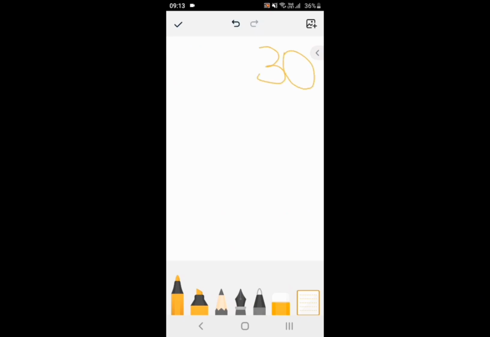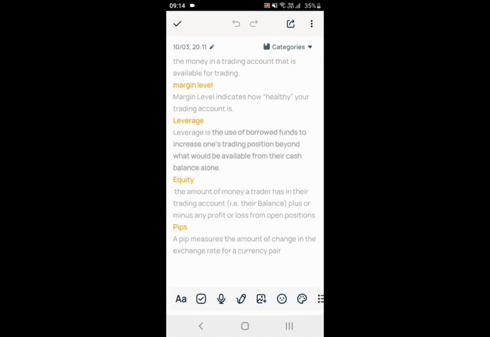And if I were to open a position and it is in $5 profit, my equity will be $35, right? And then if I were in a loss of negative $5, my equity would be $25. So basically, guys, equity is the amount of money a trader has in their trading account, plus or minus any profit or loss from open positions, as I showed you in that example.